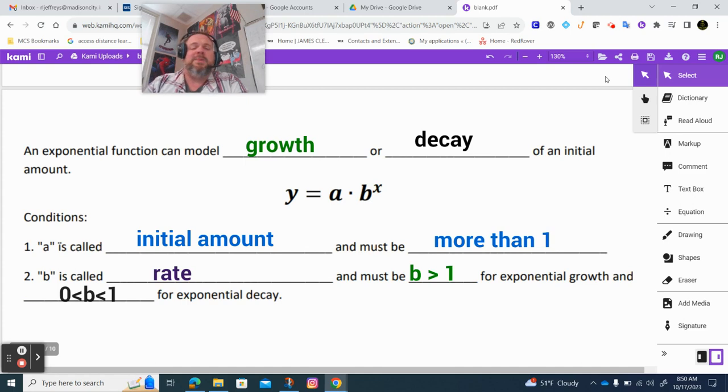All right. B is called the rate. B must be greater than 1 for exponential growth, and between 0 and 1 for exponential decay. Okay.